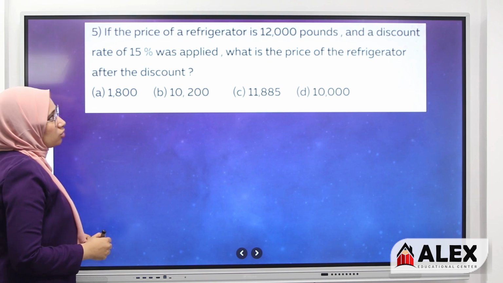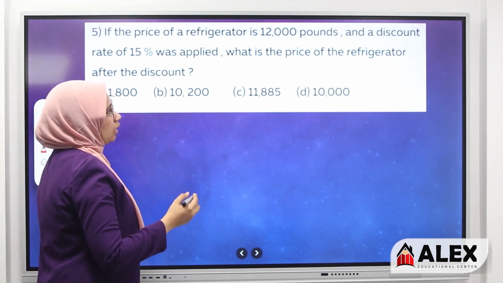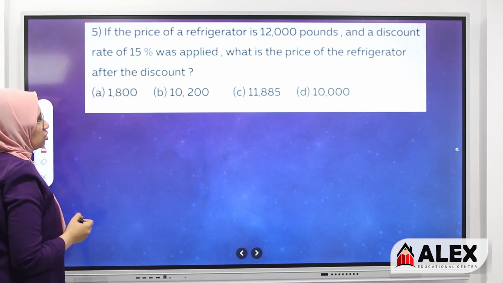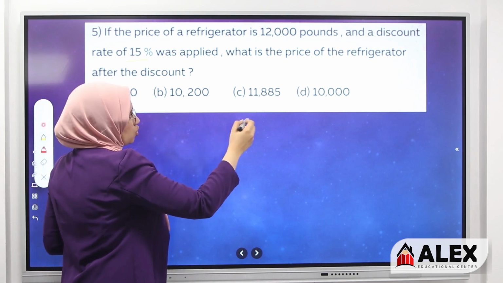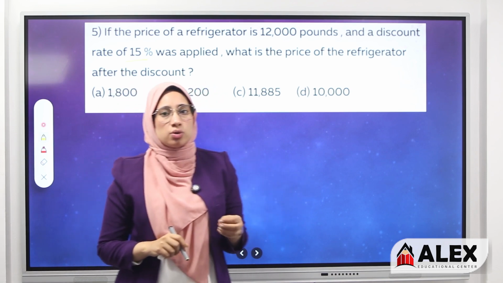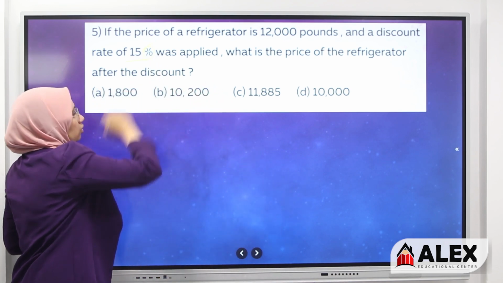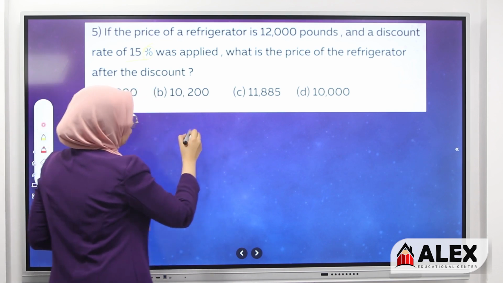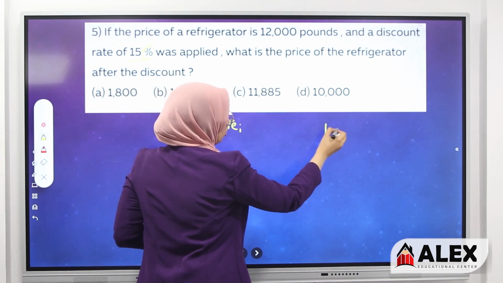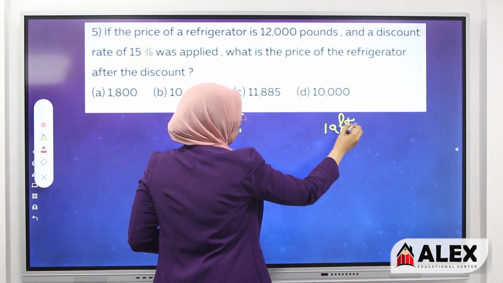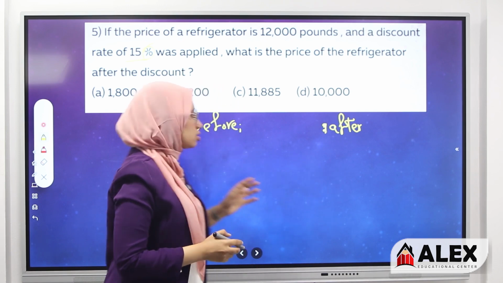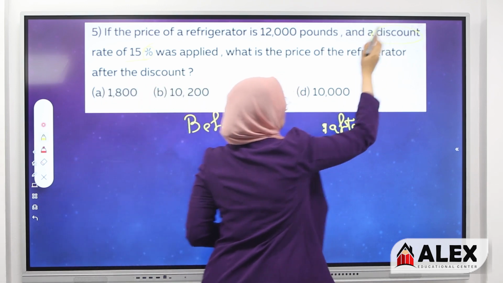The next one. If the price of a refrigerator is 12,000 pounds and a discount rate of 15% was applied, what is the price of the refrigerator after the discount? Okay, what is this question about? It is about percentage. We make before and after. Anything with a discount or increase, okay, but here we're talking about a discount.